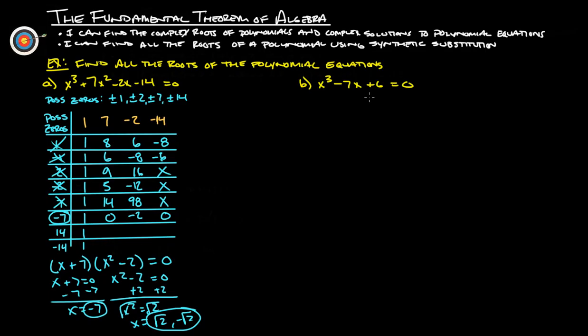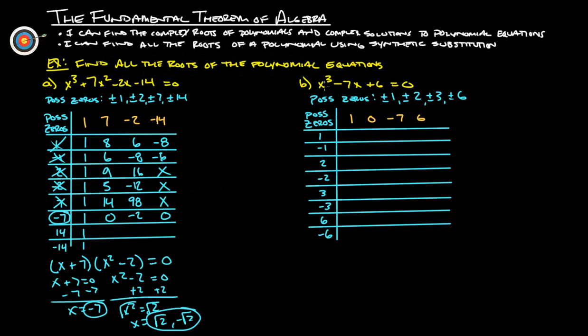All right, let's try B here. Okay, so our possible zeros are, let's see, factors of 6, plus and minus 1, plus and minus 2, plus and minus 3, plus and minus 6. Okay, so here we go.